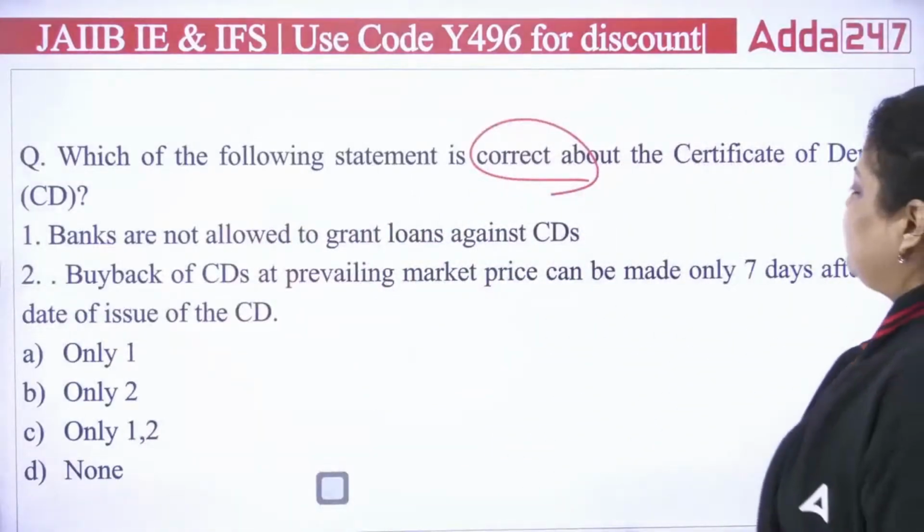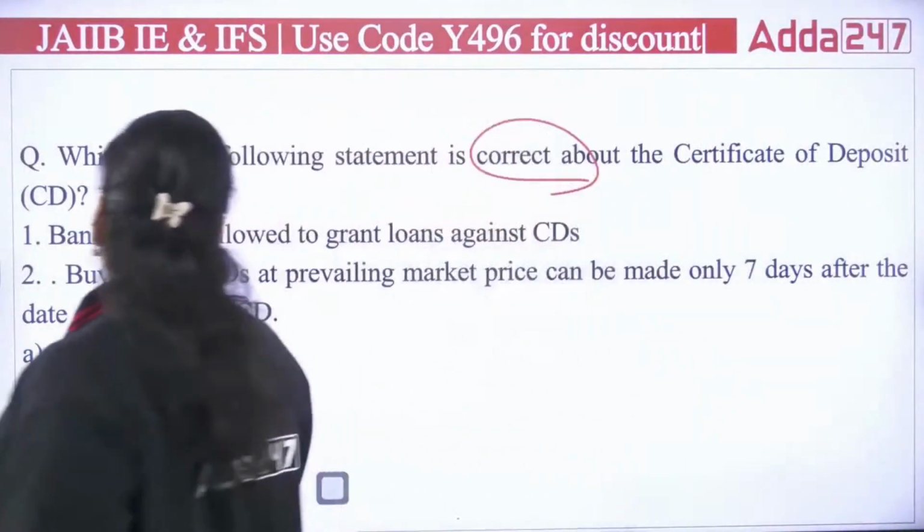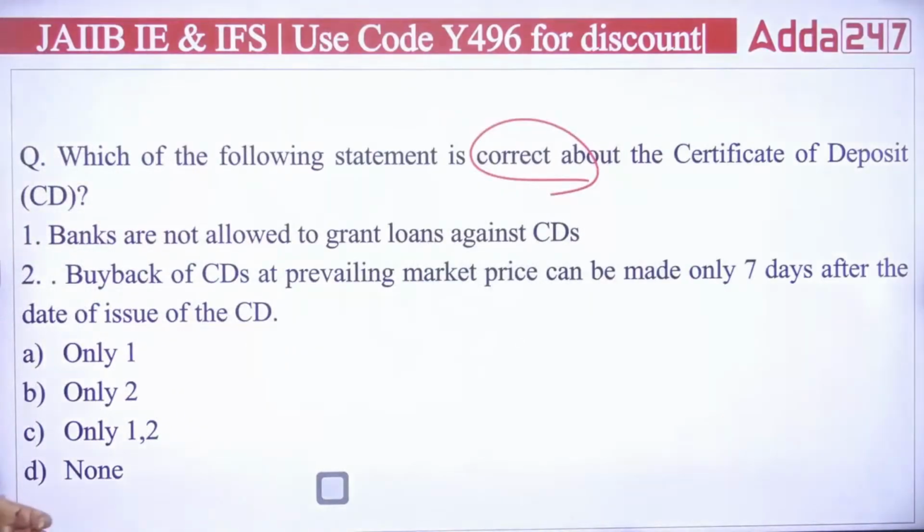Now, which of the following statements is correct? First is saying banks are not allowed to grant loans against certificate of deposit. Second, buyback of certificate of deposit at prevailing market price can be made only 7 days after the date of issue of certificate of deposit. Which of the following is correct? A, B, C or D?